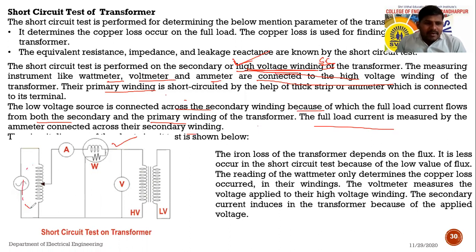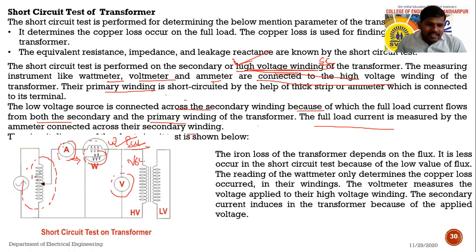This is one of the variac or auto transformer. One ammeter can be connected in series with that winding. Again, one wattmeter can be connected. So this W is to measure the copper loss, PCU. One voltmeter can be used to measure the short circuited voltage, VSC.